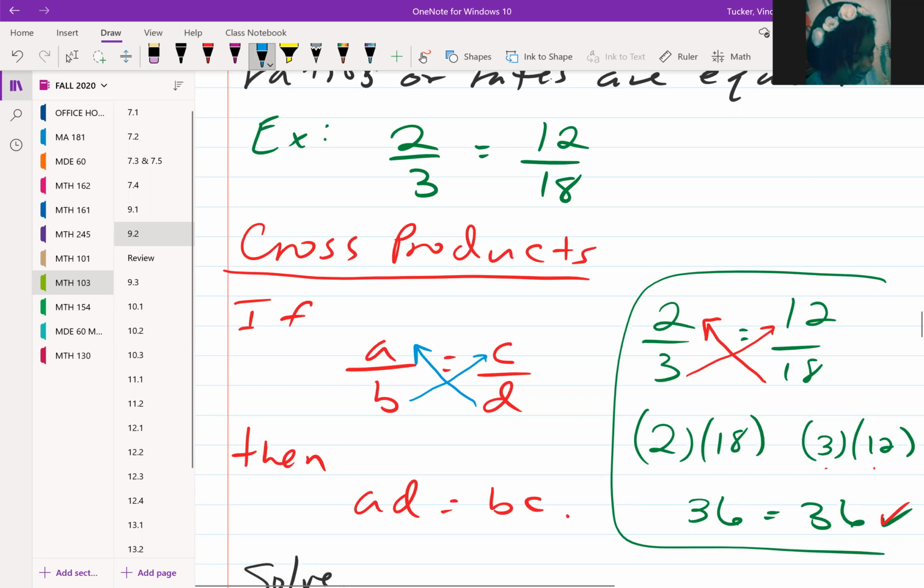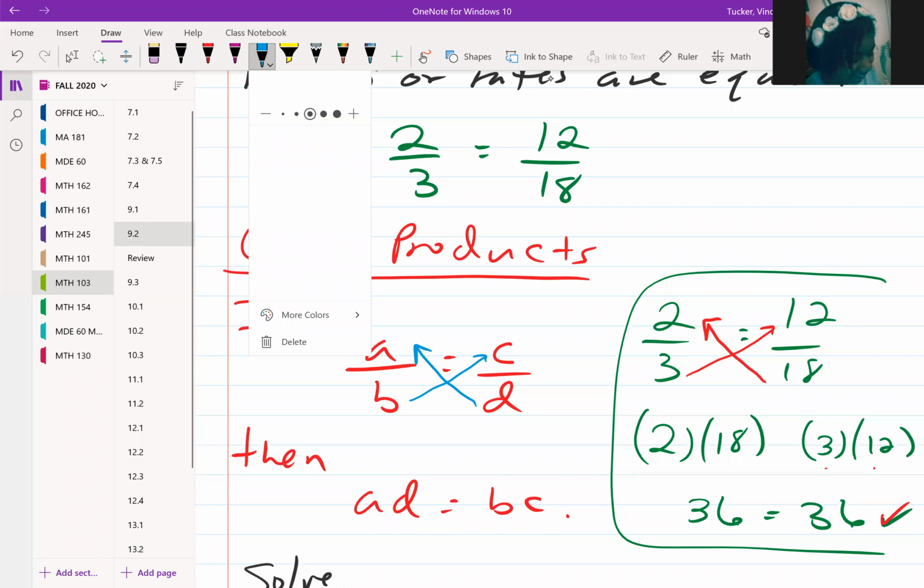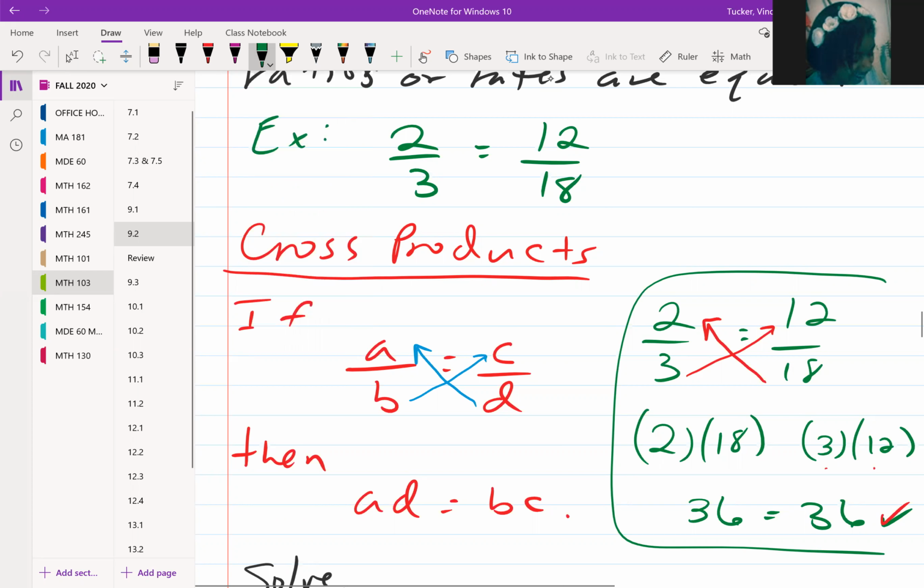Just an example over here. Taking that 2/3 and that 12 over 18, 12 eighteenths. Took my denominators up to the numerators, 18 to the 2, 3 to the 12. 2 times 18 is 36. 3 times 12 is also 36. So it's saying that if you truly have a proportion, when you take your denominators up to the opposite numerator and multiply, then you will have the same number on each side.